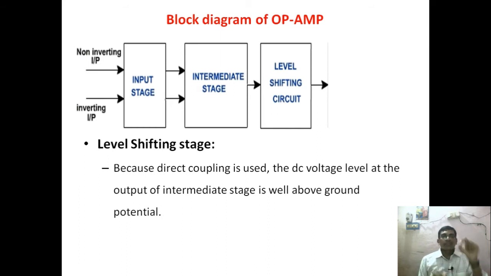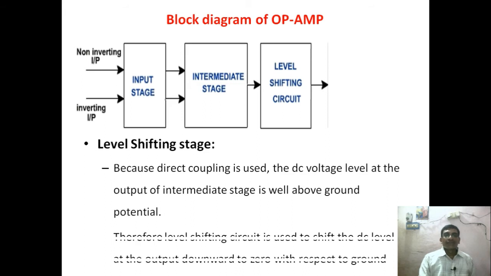So the amplifier output may contain the DC as well as the AC signals. If this DC level is transferred to the next stage, it will drive the next stage into the saturation region because of the high DC levels applied to the input. In order to avoid this situation, we have to shift the DC potential to ground, so that's why we use the level shifting stage.